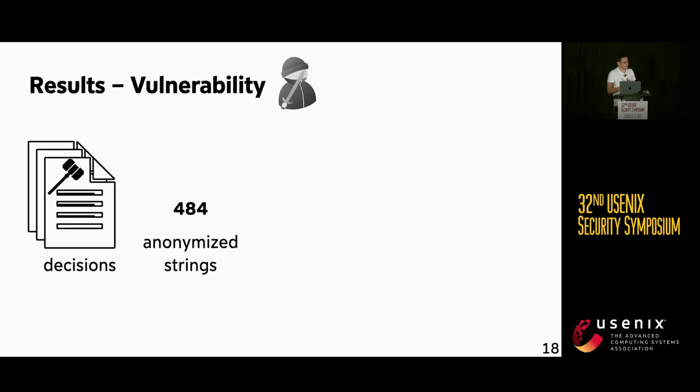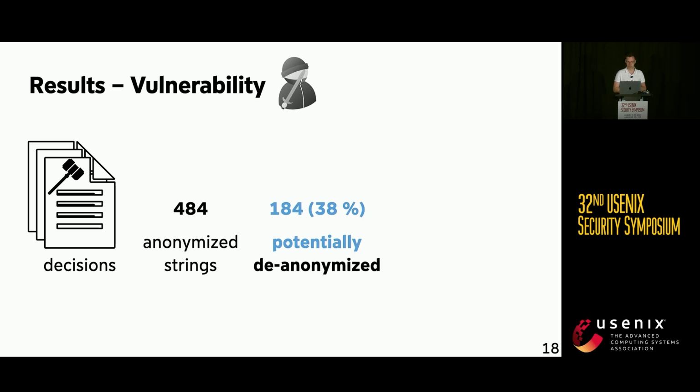So if we look at our 50 court decisions, we had 484 anonymized strings in those decisions, where anonymized string means any unique appearance of anonymized information in the decision. 184 of them were potentially de-anonymized. And in 120 cases, we could actually come up with justification and confirm the results of the participants.